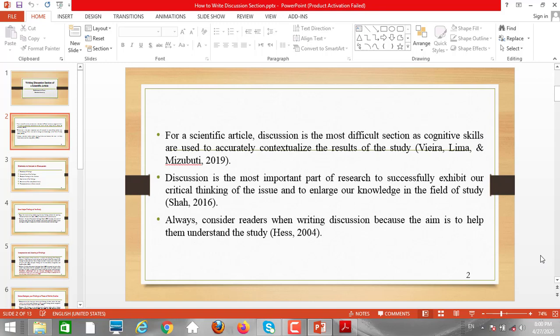One thing, as a researcher, we have to keep in mind all the time when we are writing the discussion section: we have to consider our readers, because it helps them to understand the entire study.